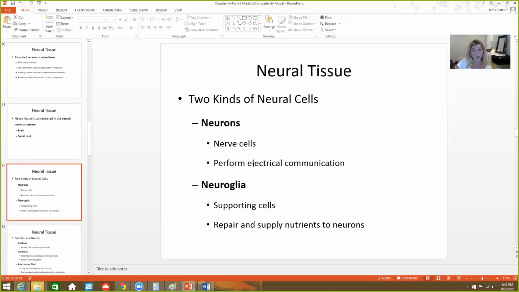There's 2 kinds of neural cells. You have the neurons, or the nerve cells. That's what you're thinking of when you think of nervous tissue. And then neuroglial cells, or sometimes they're called glial cells, which is a G. These are the supportive cells, and they're there to support, repair, nourish, protect all of the neurons.